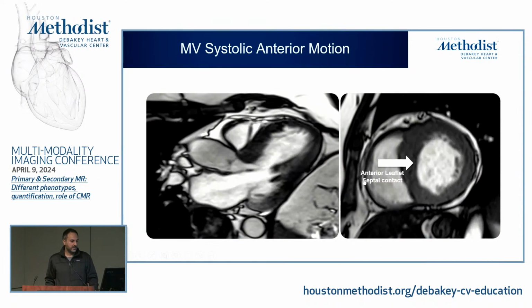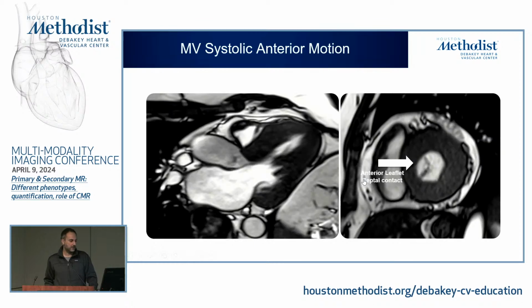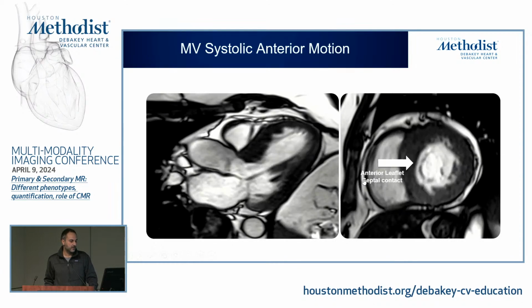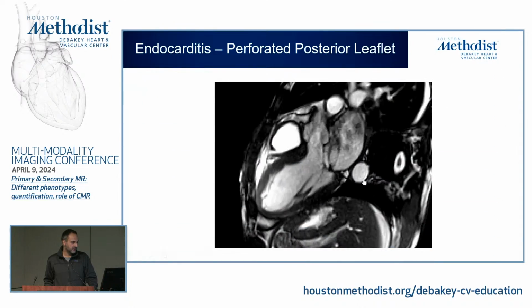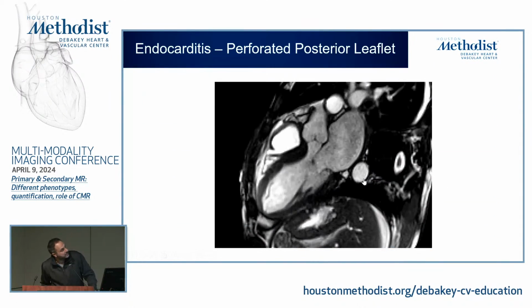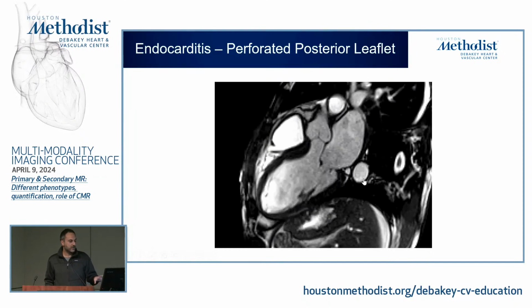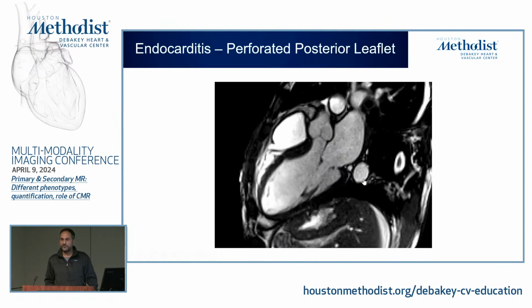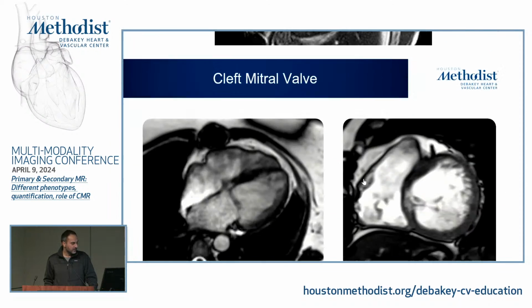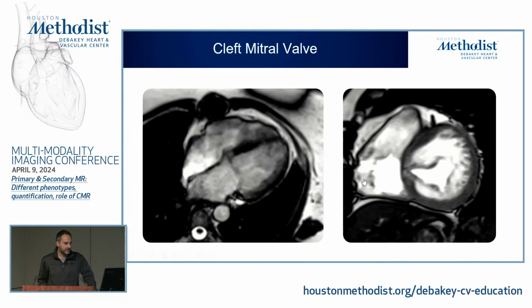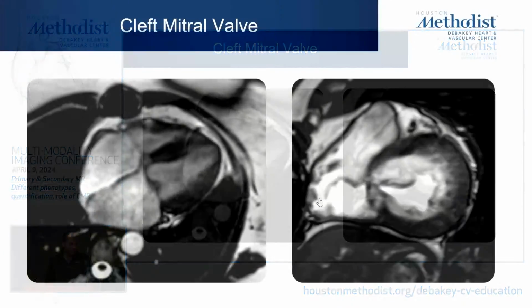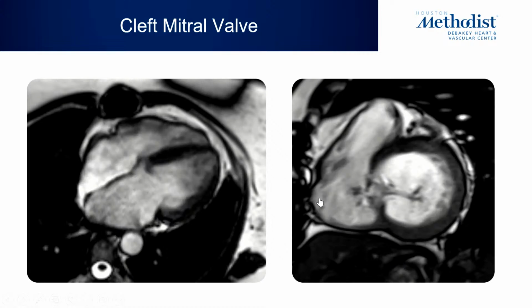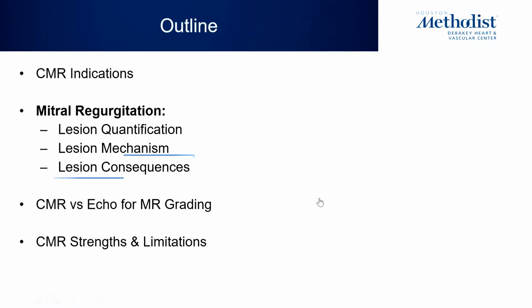Other, quickly, a few images about miscellaneous, if you will, mechanisms of MR that you can identify on MRI. This is SAM with posteriorly directed mitral regurgitation. This is endocarditis. I don't know why it's pixelated, but this is endocarditis with a posterior leaflet perforation, right? And this is a cleft, like the anterior cleft, like the case that Dr. Faza showed. You can see very nicely how the anterior leaflet, there's this big cleft there where the regurgitation is originating.